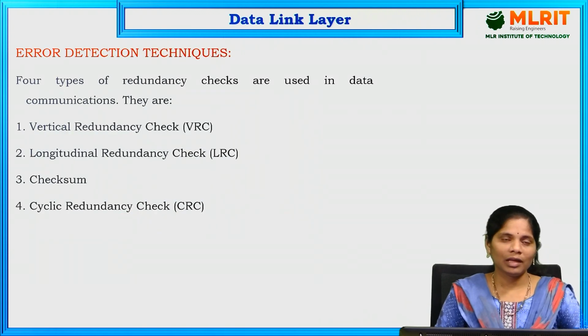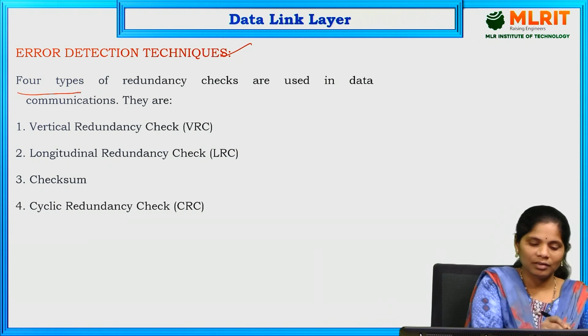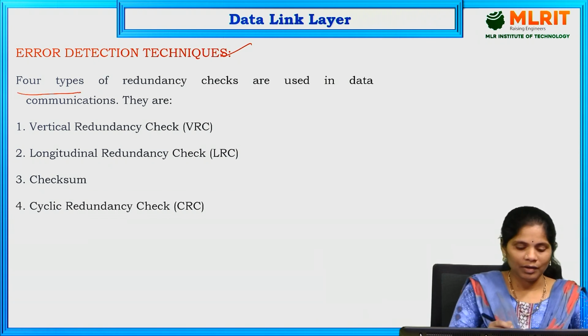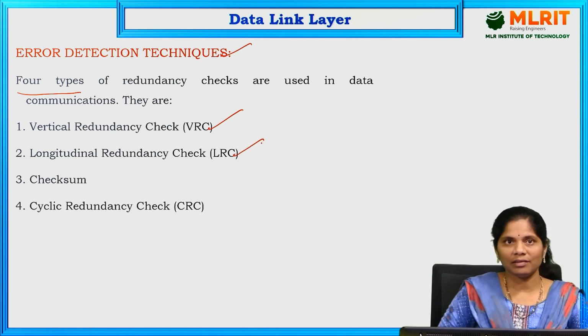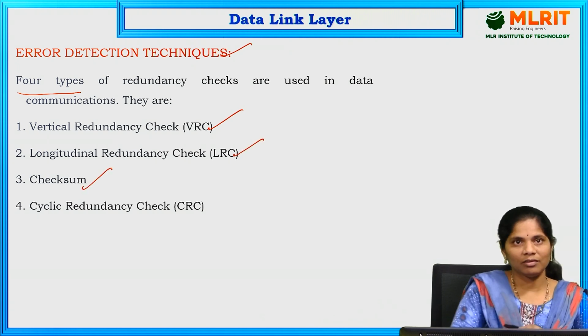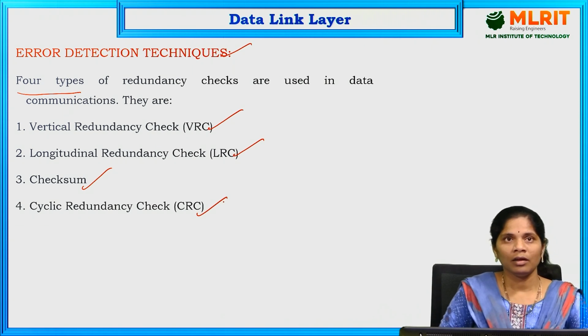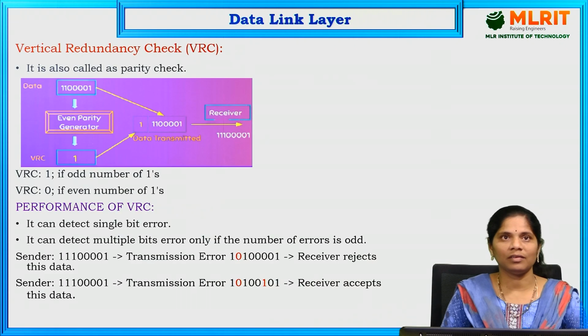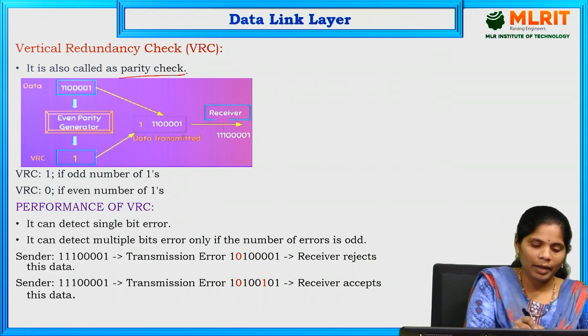So what error detection techniques are there? There are 4 types of error detection techniques: the vertical redundancy check, that is VRC, the longitudinal redundancy check, that is LRC, the checksum, and finally CRC, the cyclic redundancy check. These are the 4 types of error detection techniques. First we will see what VRC is, the vertical redundancy check. It is also called a parity check.